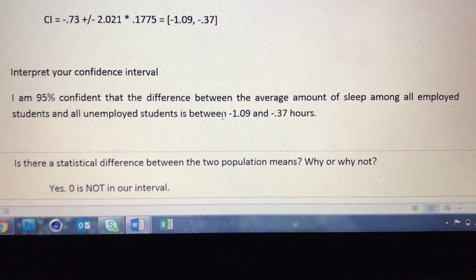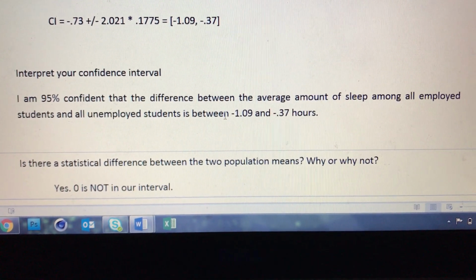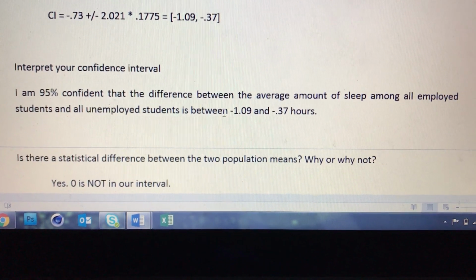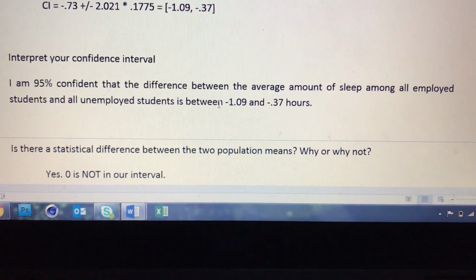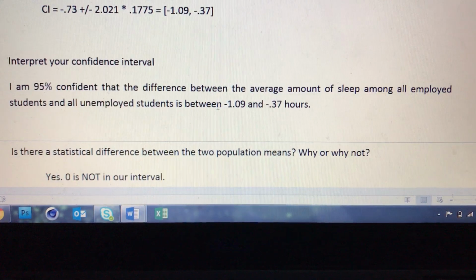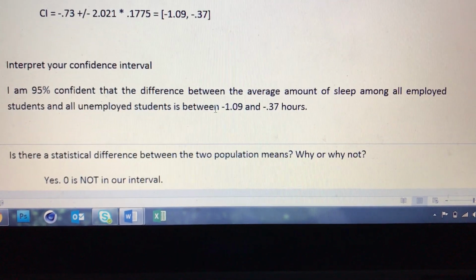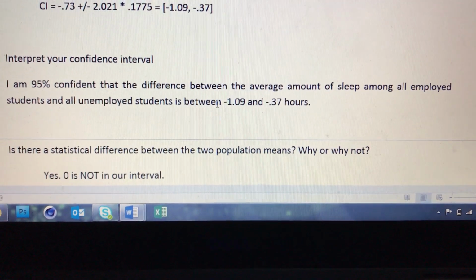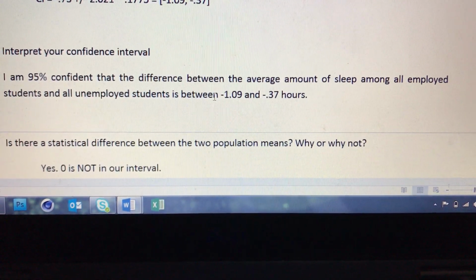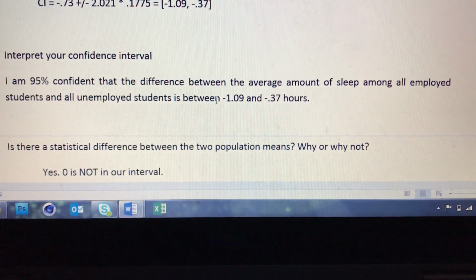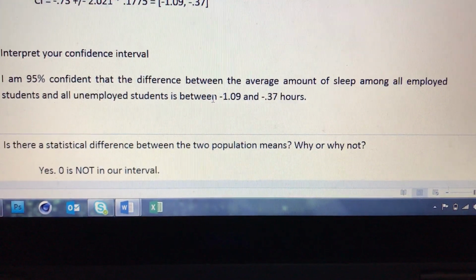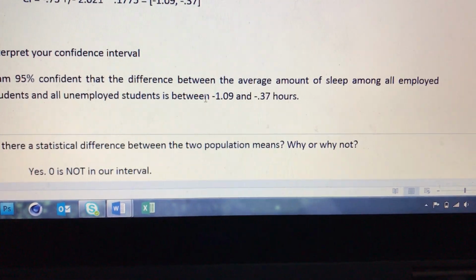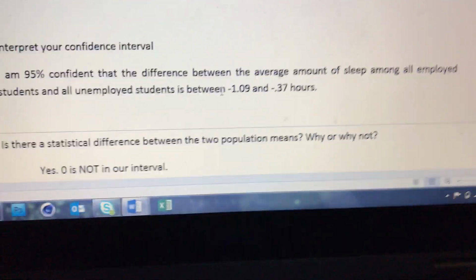Interpreting the confidence interval: I'm blank confident that blank is between blank and blank. I am 95% confident that the difference between the average amount of sleep among all employed students and all unemployed students is between negative 1.09 and negative 0.37 hours. Or, if that's too many words for you, I'm 95% confident that mu sub 1 minus mu sub 2 is between negative 1.09 and negative 0.37 hours.